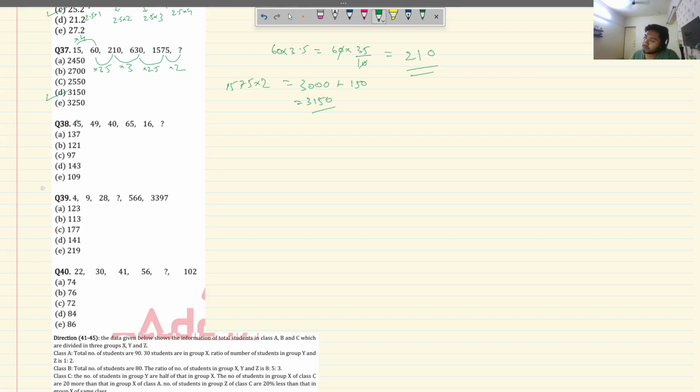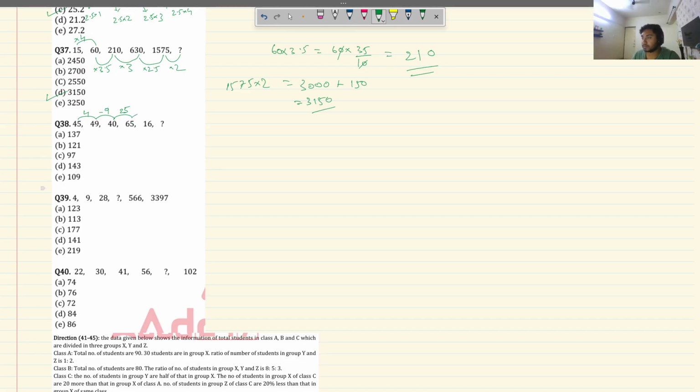Let's do the consecutive difference first. So 49 minus 45 is 4, and 40 minus 49 is minus 9. Okay, perfect square, that is good. 65 minus 40 is 25, again perfect square, that is good.